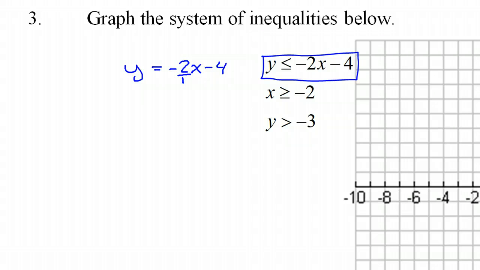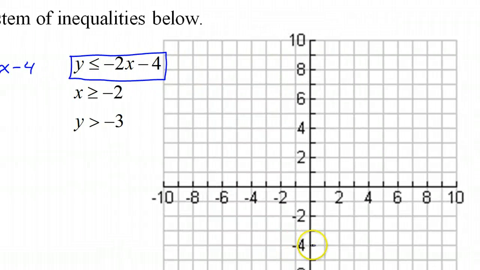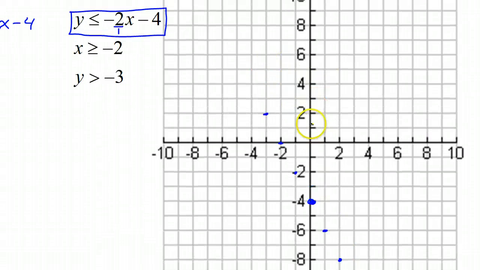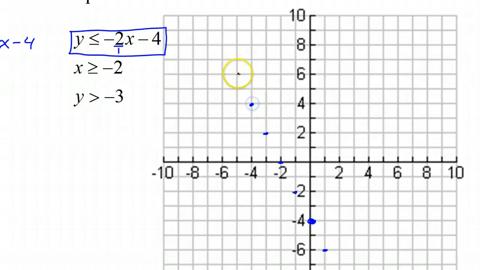So start at the y-intercept, which is negative 4. That would be right here. Now this slope of negative 2 is like negative 2 over 1. So that means down 2 over 1. And we can just do that over and over again, down 2 over 1. And we can make more points on the left side by going up to left 1, like this. Okay, up to left 1. Alright, so these are the points.